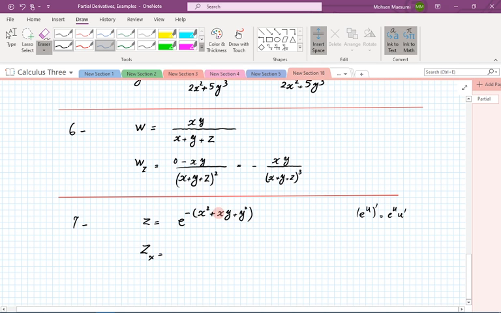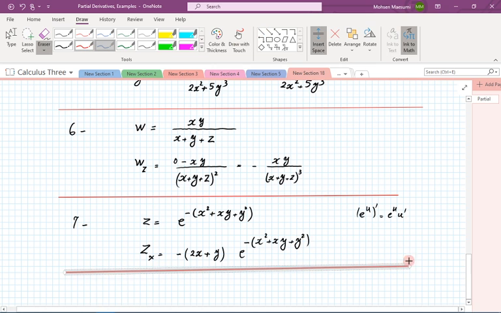So if I'm taking the derivative of this thing with respect to x, I have a minus, the derivative of x squared is 2x, the derivative of xy with respect to x, what is that? That is of course y. You want to make sure you don't make a mistake here. Exponential of minus whatever we had before, and as soon as we are done with that, we are essentially all done.